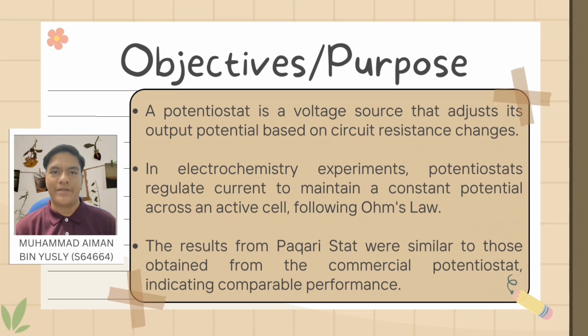So let's go! Firstly, the objective or purpose. The main purpose of the measurement system described in this article is to act as a tool for teaching electrochemistry fundamentals and application using a low-cost smartphone-controlled potentiostat. A potentiostat is a voltage source that adjusts its output potential based on circuit resistance change. In electrochemistry experiments, the potentiostat regulates current to maintain a constant potential across an active cell, following Ohm's law.